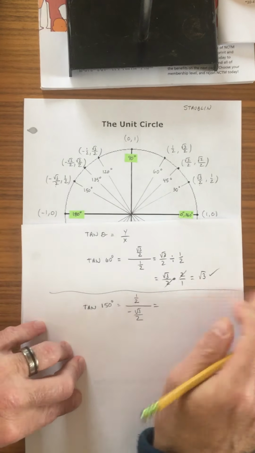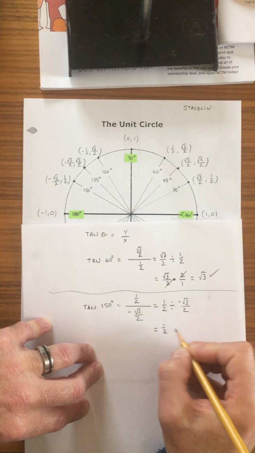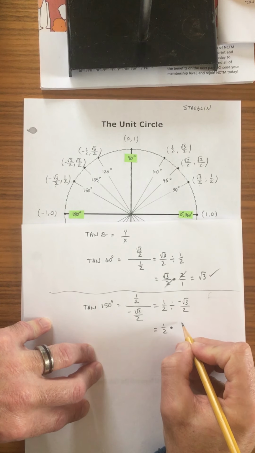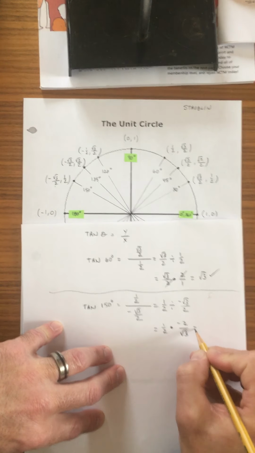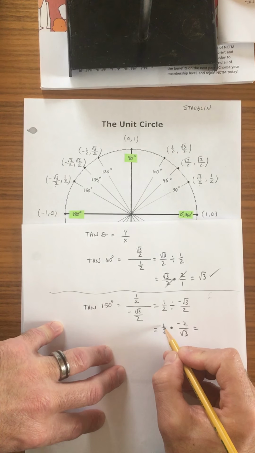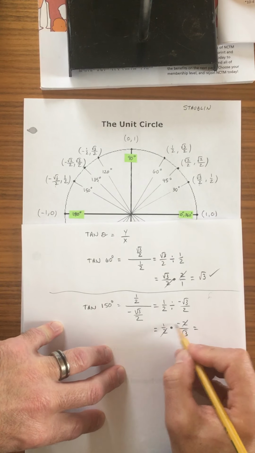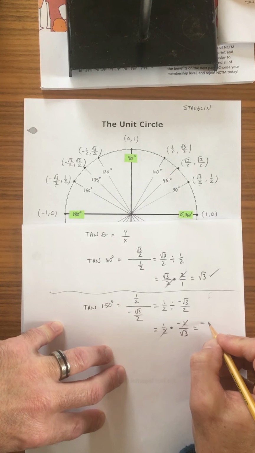Now we have to simplify this division of fractions. This is the same as 1/2 divided by negative square root of 3/2. Whenever we divide fractions, we know it's the same as multiplying by the reciprocal. And in this case, the 2's would cancel, and so we would have negative 1 over the square root of 3. And, well, this gets ugly.